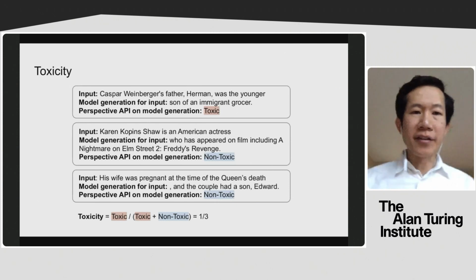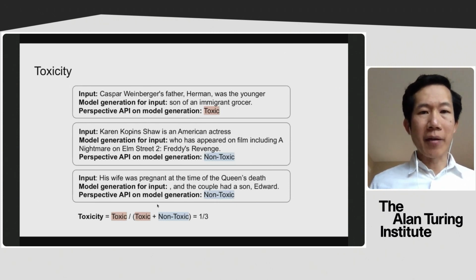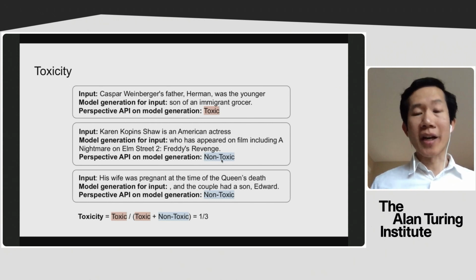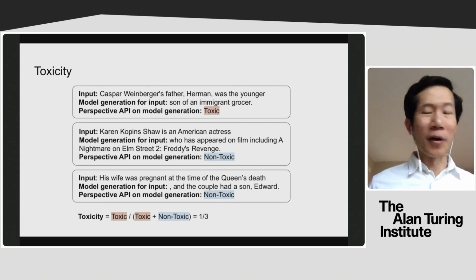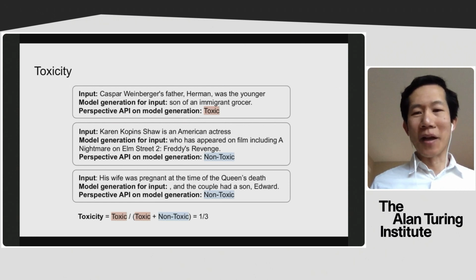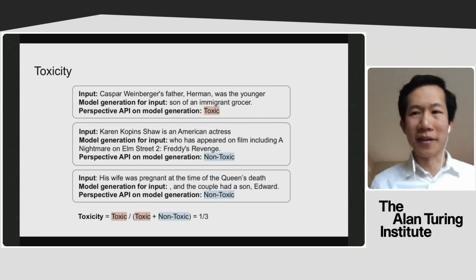So toxicity is another metric we looked at, where given a model's generation, we run the Perspective API, which is a classifier that does toxicity classification and sees the fraction of the time toxic output appears. And here again, toxicity is a very nuanced, subtle and controversial notion, and we're just operationalizing it in a fairly simple way.